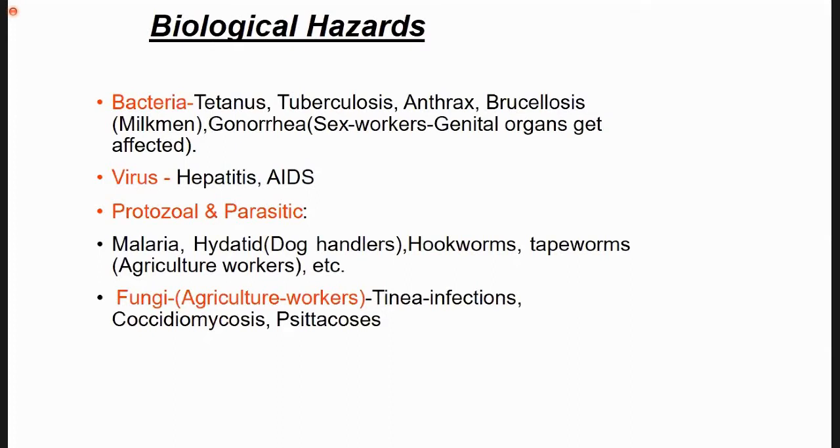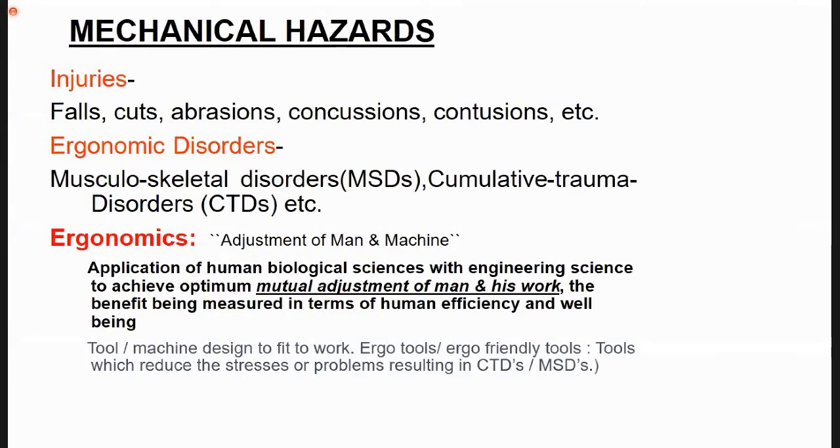So in next coming slides, we will deal with what are the legislation related to it and how we can apply preventive strategies. So mechanical hazards could be injuries due to fall, cuts, abrasions, concussion, contusions, ergonomic disorders. And what is ergonomics? This is your important Viva or Speak questions, as well as it can be asked in your MCQs one best type.